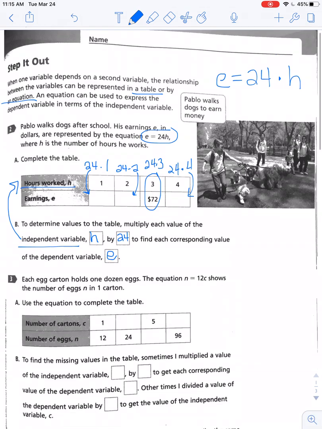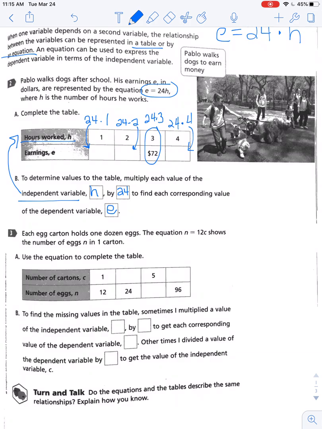Let's go on to question 3. Pause the video while you read through question 3 and parts A and B. We also get an equation for number 3, N equals 12 times C. And if I think about the eggs that I have in my refrigerator, 1 carton of eggs holds 12 actual eggs. 5 cartons of eggs, I can do 5 times 12 and put that answer there. Or I can do 12 times 5 and that would get me the exact same answer.